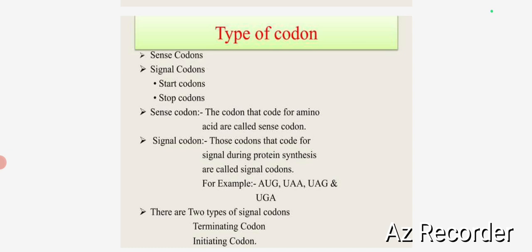For example, AUG is an initiation codon. Initiation means it starts the protein synthesis. Others are UAA, UAG and UGA. These 3 codons stop the protein synthesis process, so they are called stop codons, which give the signal to stop protein synthesis. There are 2 types of signal codon, termination codon and initiation codon. Termination means the stop codon we already know. Initiation means the start codon.